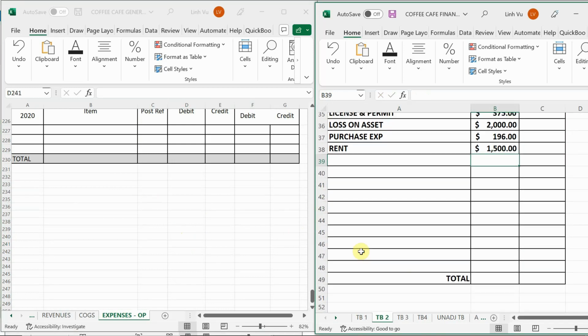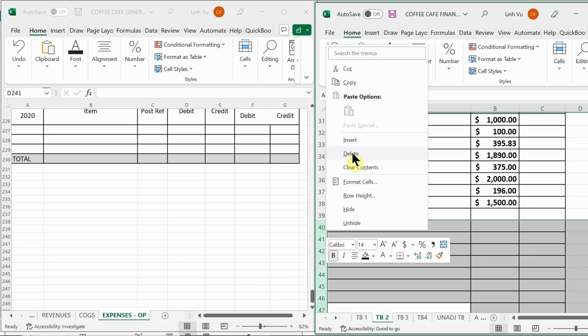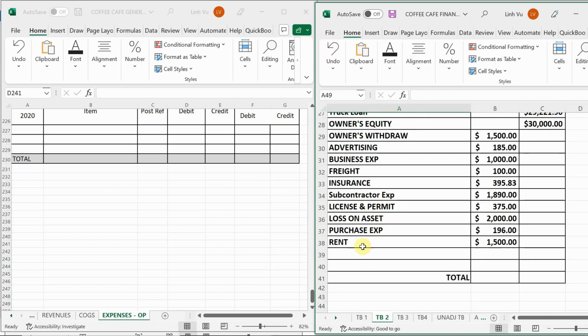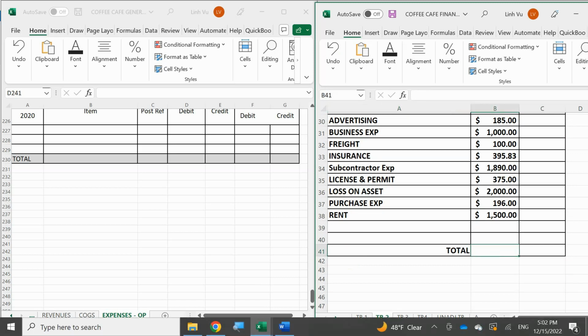So once again, I did leave a lot of extra space. So if you want to clear that all up, you may do so. Okay. So in this case, there you go. So I'm shortening it up just a bit, but I left a lot of extra space in case I need to enter any other transactions here.